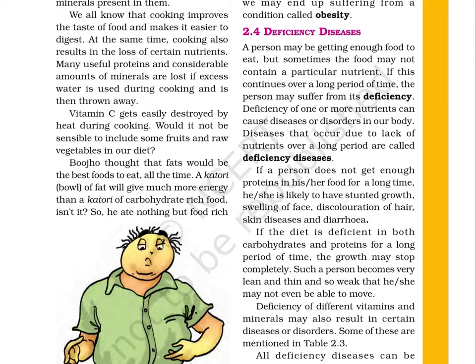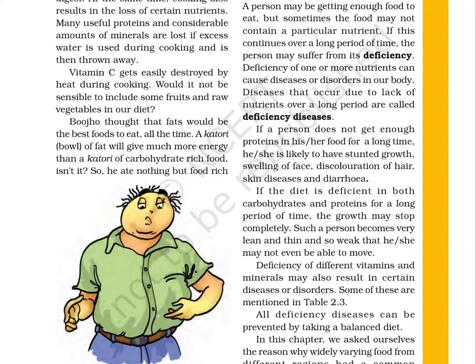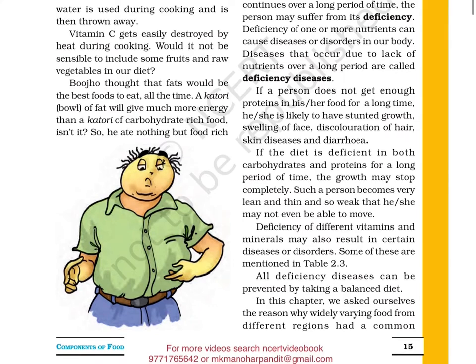If a person does not get enough proteins in his or her food for a long time, he or she is likely to have stunted growth, swelling of face, discoloration of hair, skin diseases, and diarrhea. If the diet is deficient in both carbohydrates and proteins for a long period of time, the growth may stop completely. Such a person becomes very lean and thin and so weak that he or she may not even be able to move.